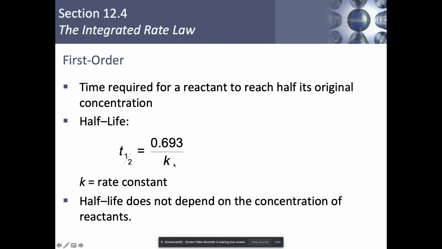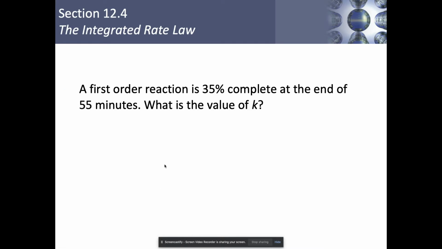You could just find out what K is immediately instead, which is kind of useful and nice. All right, so let's try to solve a half-life problem that is first order. We have a reaction that is 35% complete at the end of 55 minutes. What's the value of K? So much easier than using a graph and finding the slope.